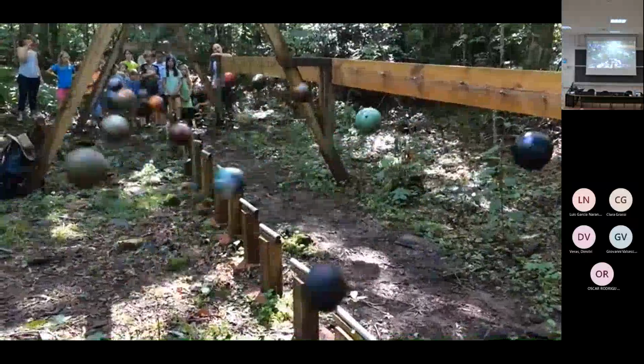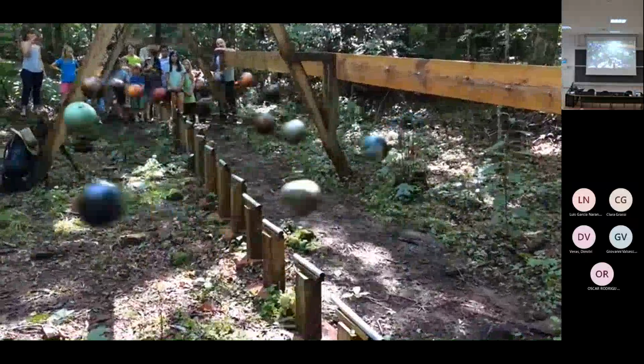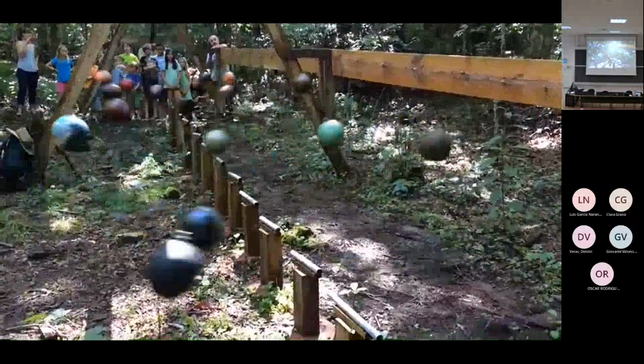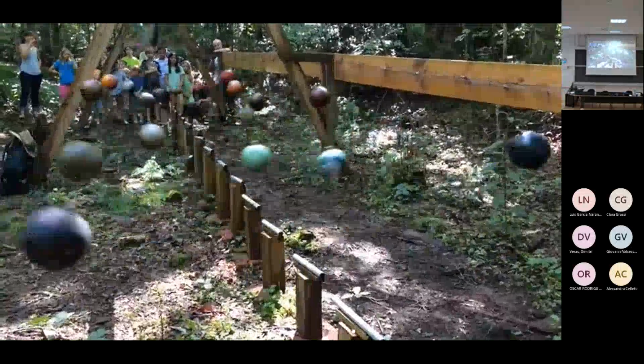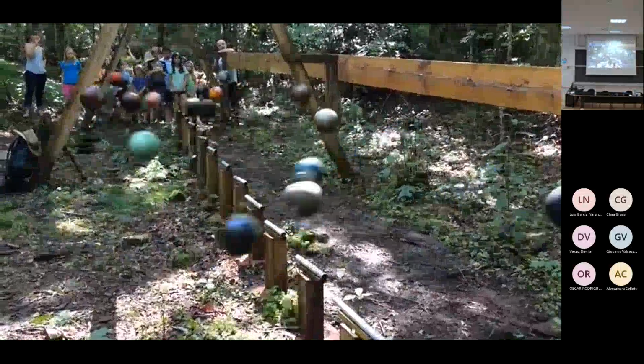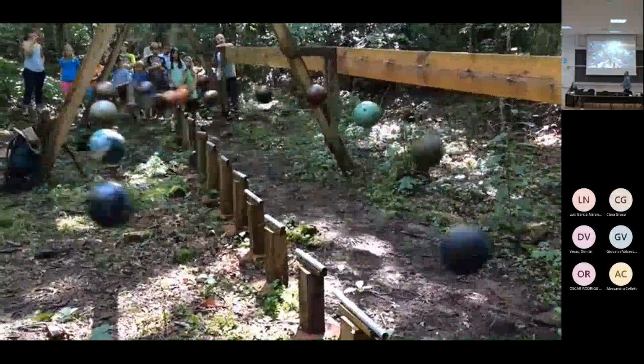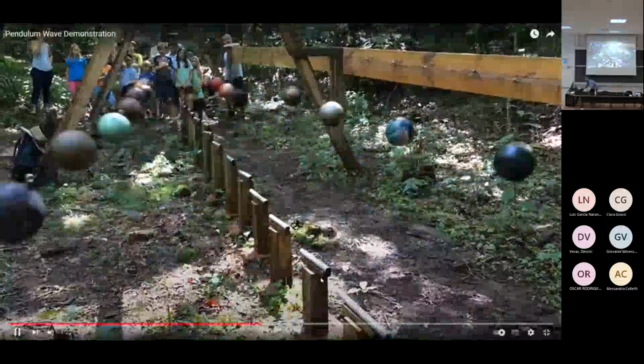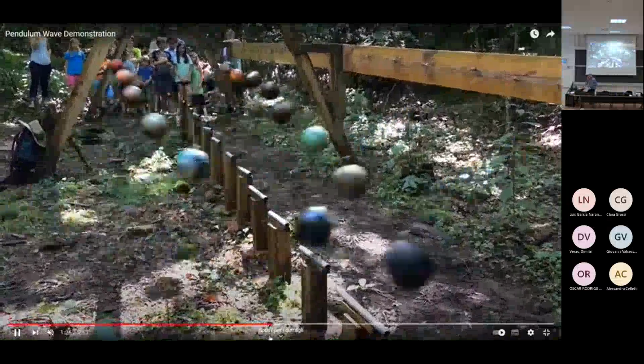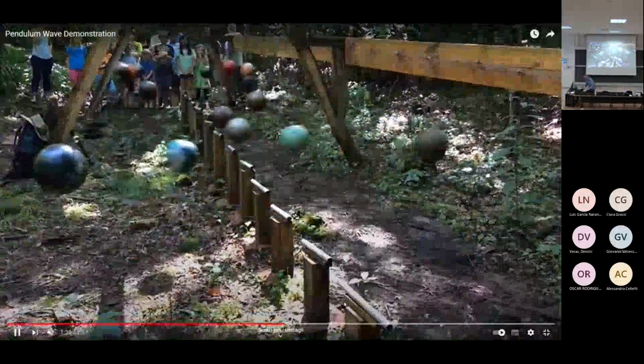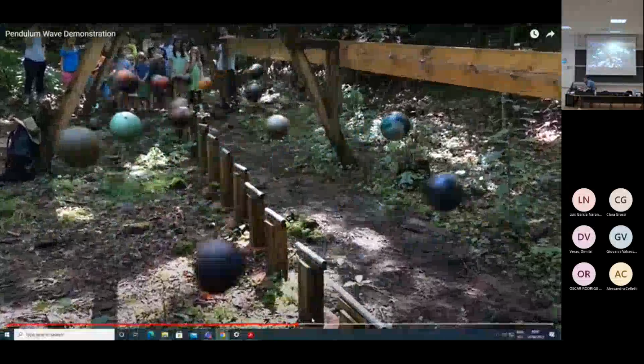Now, it's accelerated, so in reality it's more beautiful than this one. And instead of having a bunch of pendula, now you see it's going back to something which seems pretty ordered.